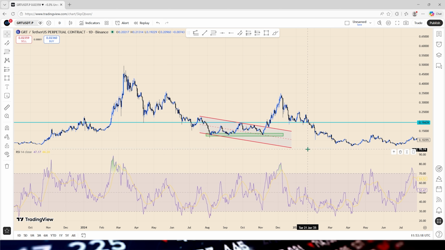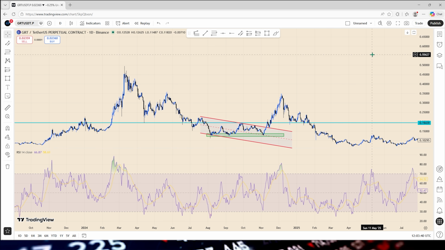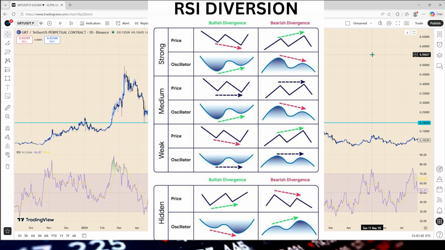Now, here's where things get interesting. There is one concept traders use with RSI that can help you spot moves before they happen, and that concept is divergence. Before we jump into real charts, let's look at a simple example so you can understand this clearly. Don't worry if it looks a bit complicated at first. I will keep it simple.